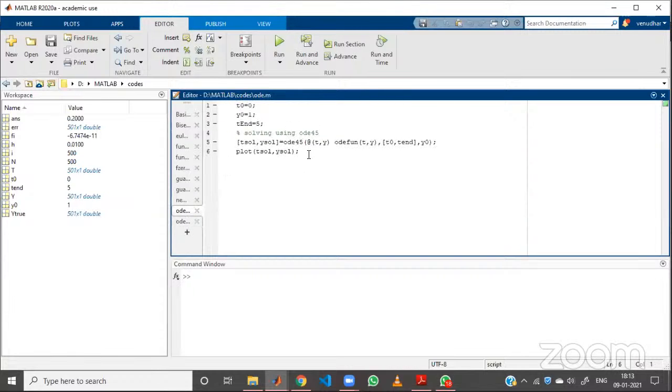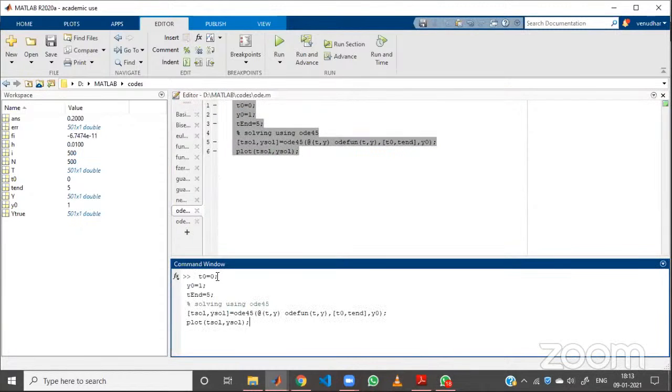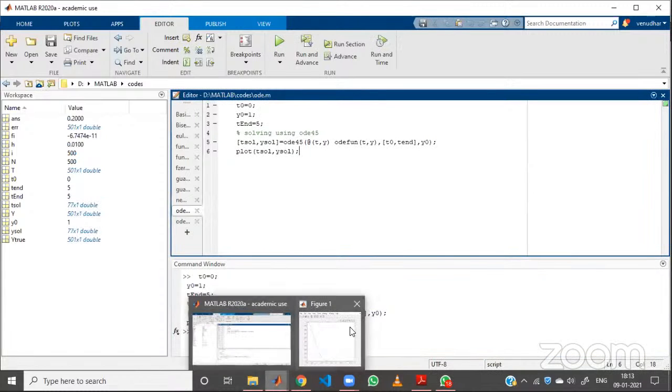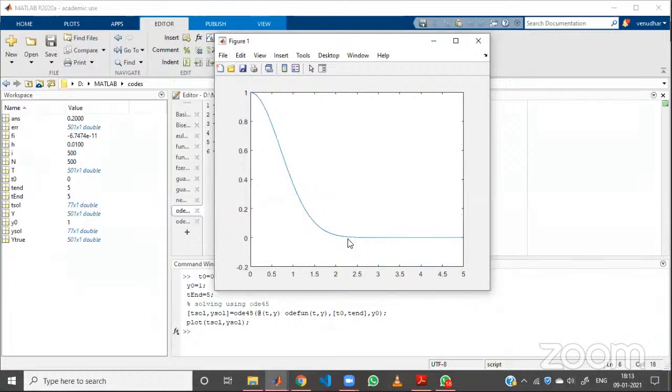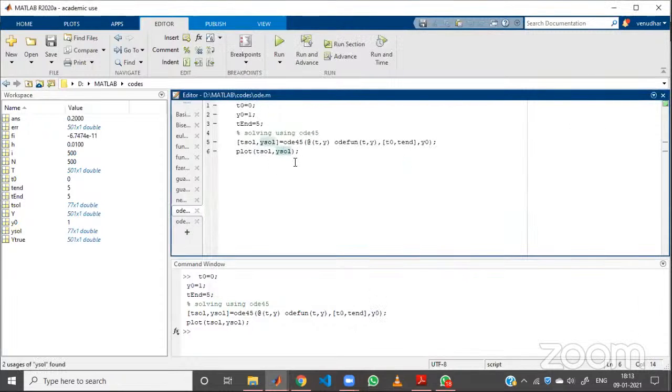If we just run the code, Control C, we can have the graph directly. See, we have the same graph as we got previously by using Euler's method. So I think these two things are what I wanted to cover in this session.